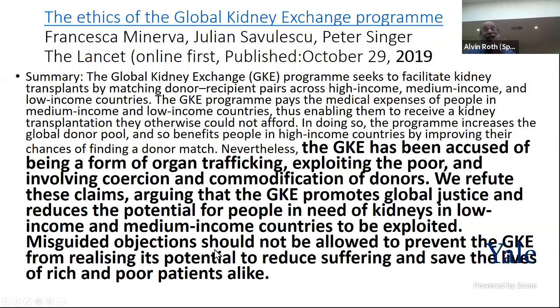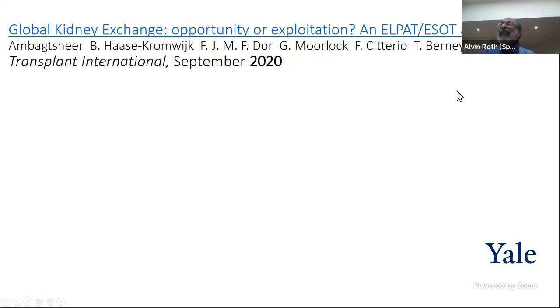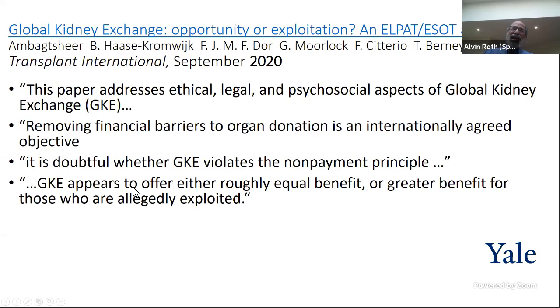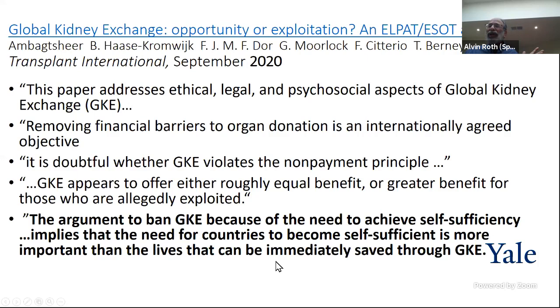And even more importantly, the ESOT, the European Society of Transplantation, just published a paper which says Global Kidney Exchange doesn't violate the non-payment principle, and it's not exploiting people. And they go on to notice that it's a little odd that the World Health Organization wants countries, poor countries in particular, to become self-sufficient. They don't want organ donation and transplantation to go across borders, because no country is self-sufficient.